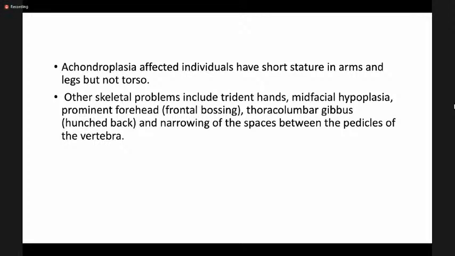Achondroplasia-affected individuals have short stature in arms and legs, but the torso, that's the trunk, is usually normal. Other skeletal problems that they usually have are trident hands, mid-facial hypoplasia, prominent forehead, that is bossing of the frontal bone, hunched back, and narrowing of the spaces between the pedicles of the vertebra.